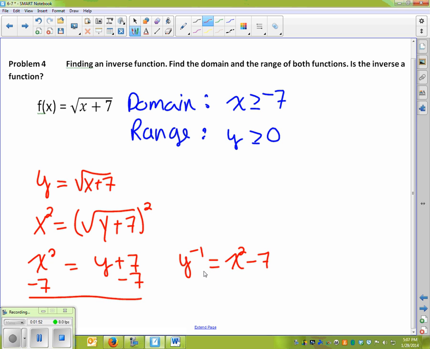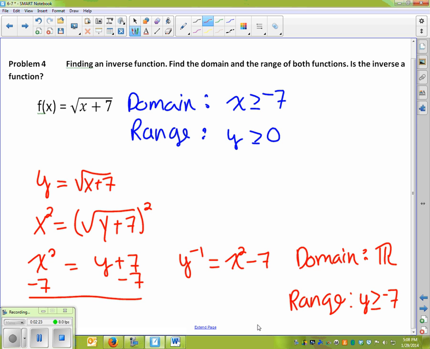To find my domain, there is no square root involved. There's no fraction involved. So the domain of this inverse is all real numbers. For my range, this is x squared minus 7. That means my vertex has moved down 7 units. So y has to be greater than or equal to -7.